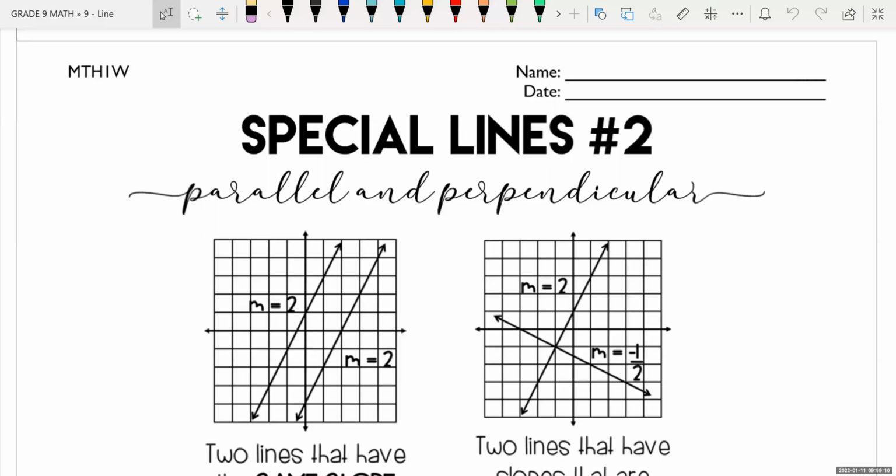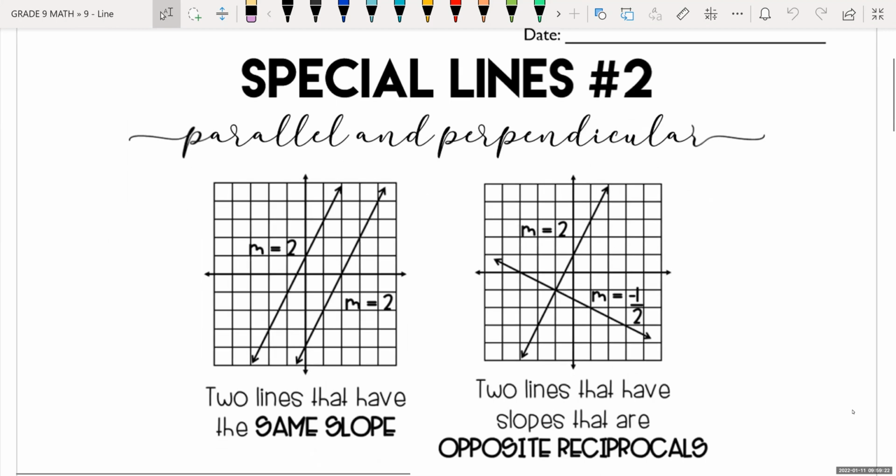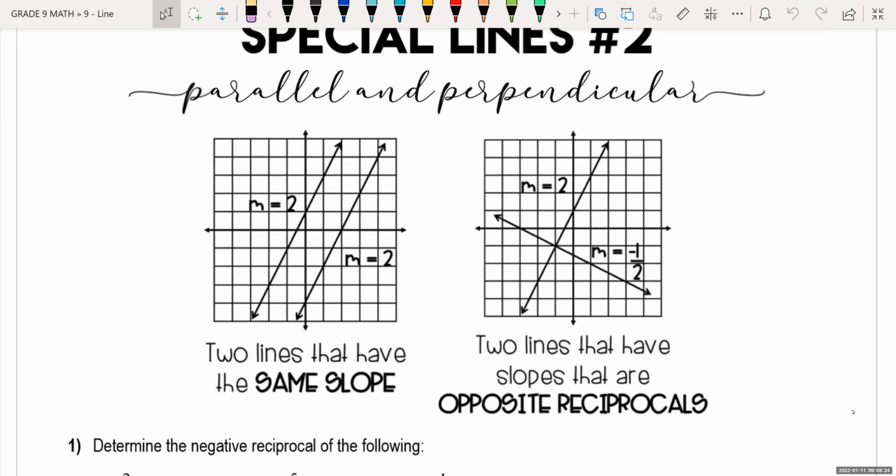Okay, I had told you guys that we have two different special lines. The first one was vertical and horizontal lines. We just covered that. Now we're ready for special lines number two, and they are parallel and perpendicular lines. I know you've heard these words before because they are part of the middle school, elementary school curriculum. But let's just go over what they mean.